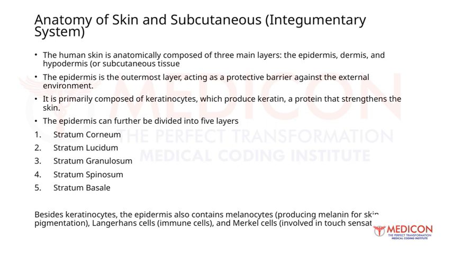For example, melanocytes produce melanin, which gives our skin its pigmentation and protects against UV damage. We also have Langerhans cells, which are immune cells that help defend against pathogens, and Merkel cells, which are involved in sensing touch. Understanding these layers and cells helps us appreciate how our skin functions both as a protective barrier and a sensory organ. This foundation is essential as we move forward in discussing skin health and related conditions.